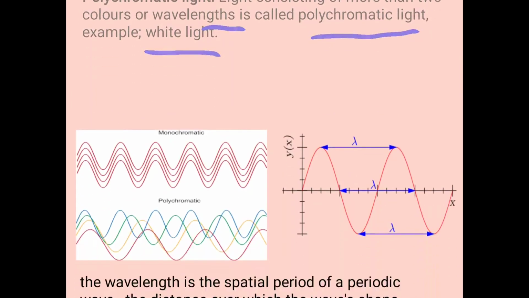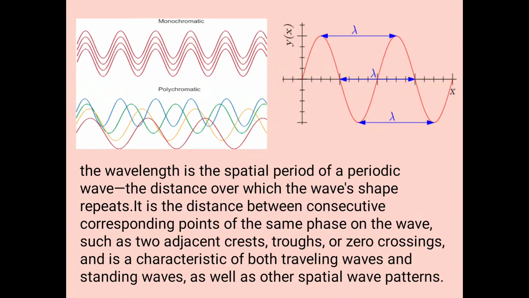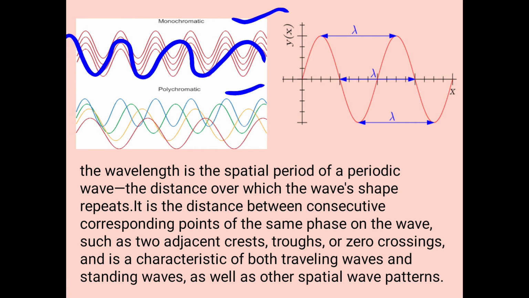So let's see here the difference between monochromatic and polychromatic light. As we have seen, monochromatic light consists of a single color, meaning a single wavelength, right? So here is the wave we can see, which is uniform, and here we can see different colors, which means different wavelengths. Now I'm talking about wavelength here.